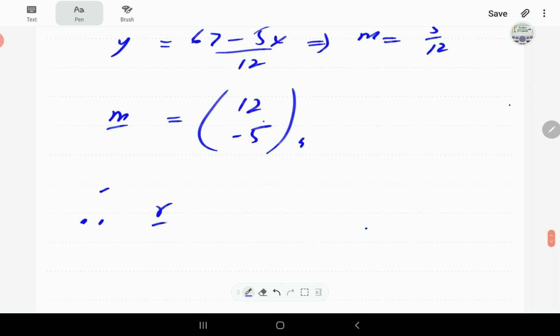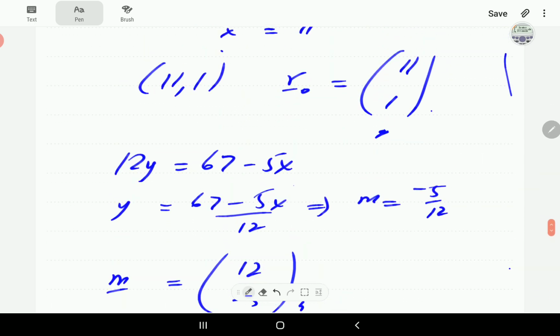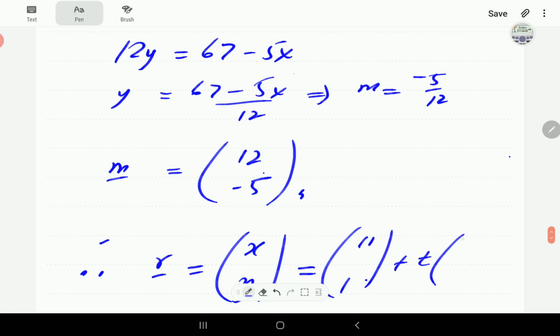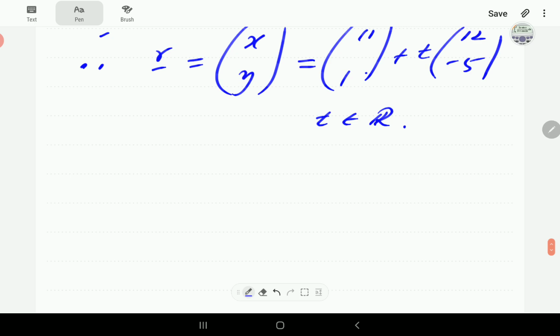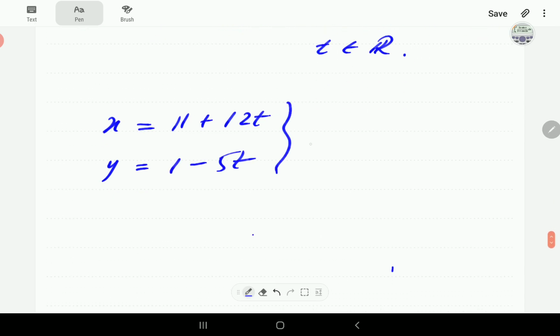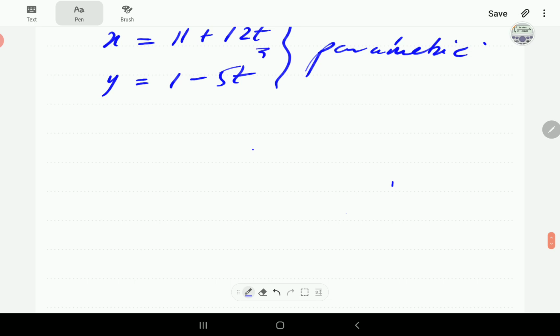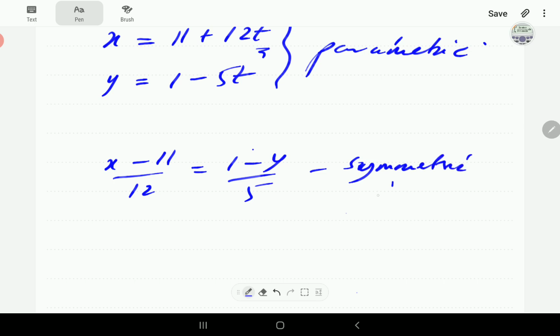So the vector form of this straight line is going to be r equals (11, 1) plus t times (12, -5), where t is a real number. So that's the vector form. Then the component, the parametric form, will be x = 11 + 12t, y = 1 - 5t. So that's the parametric form. Then the symmetric form, if you make t the subject of the formula here, it's going to give us (x - 11)/12 = (1 - y)/5. This one is the symmetric form.